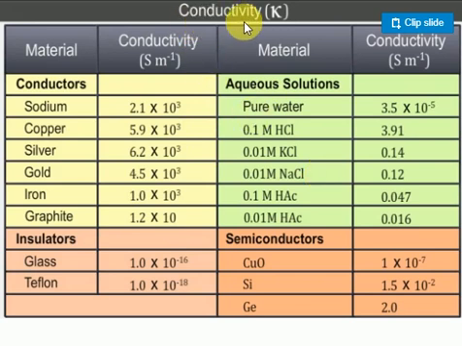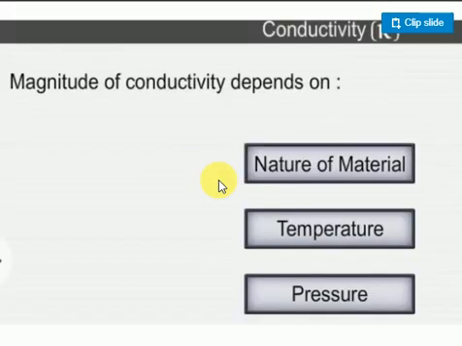Look at specific conductance only. Clear? Whatever the value you calculate, you take the fixed distance only. Clear? When you go to the next slide, you will get here. Look, the conductivity is kappa. The conductivity kappa depends upon the nature of the material, temperature, and pressure. This is very important: temperature increases, ion mobility increases, conductivity increases.